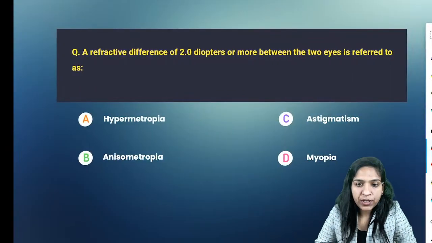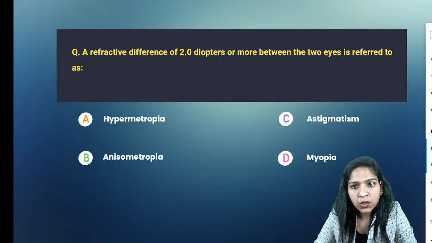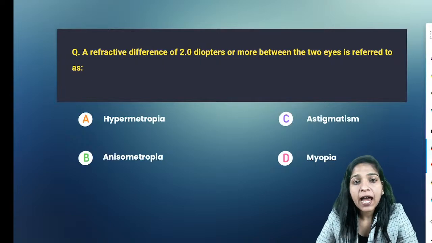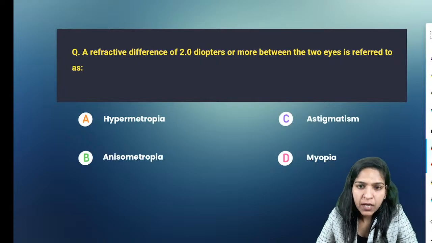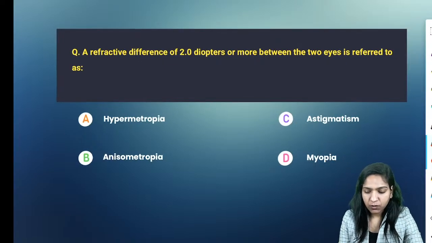Now the next question was, a refractive difference of 2 diopters or more between 2 eyes is referred to as, right? So in this, the options were hypermetropia, anisometropia, astigmatism and myopia, right? So the correct answer is anisometropia.